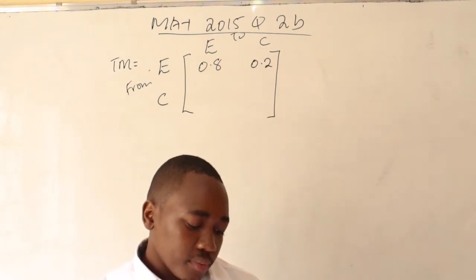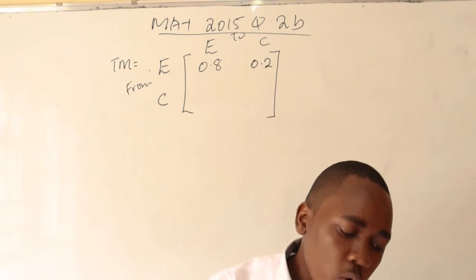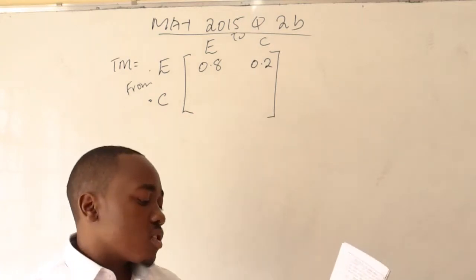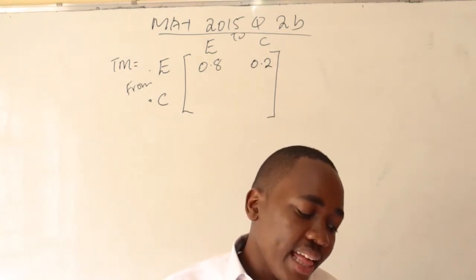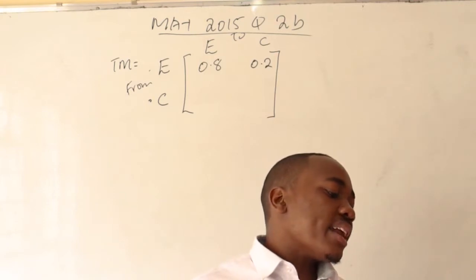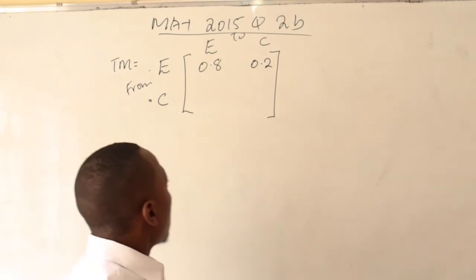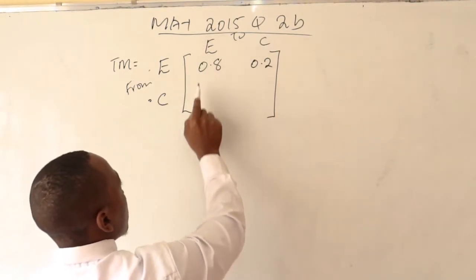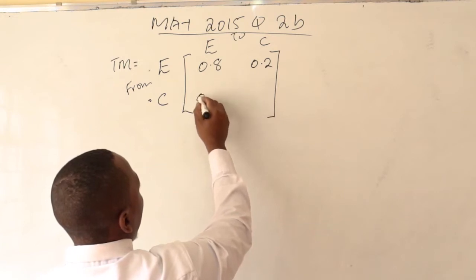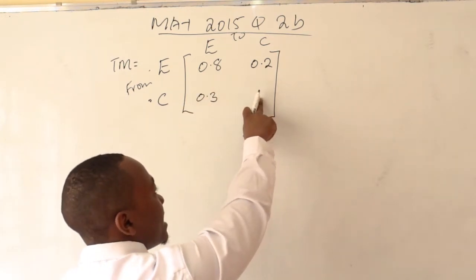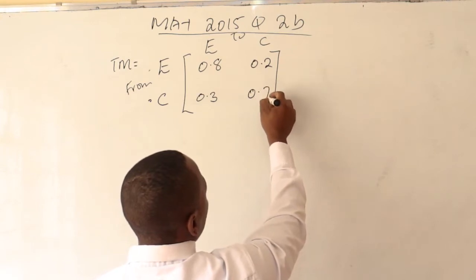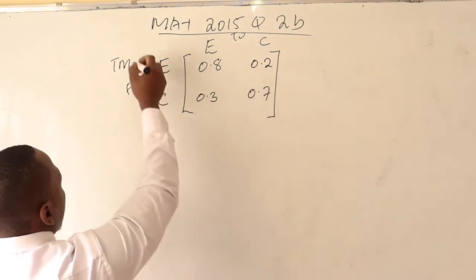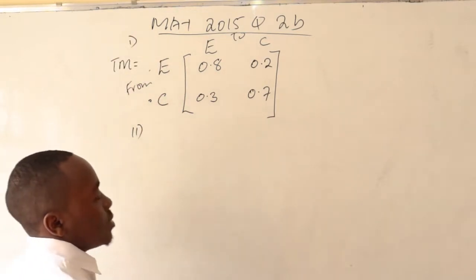I continue. Out of the total number of customers who use competitors' ribbon in a given year, 30% switch to Excellent Computer ribbon the following year. So 30% switch, which means the competitor retained how much? The competitor retained 0.7. That's what we call the transition matrix. So that was number 1. Let's go to number 2.